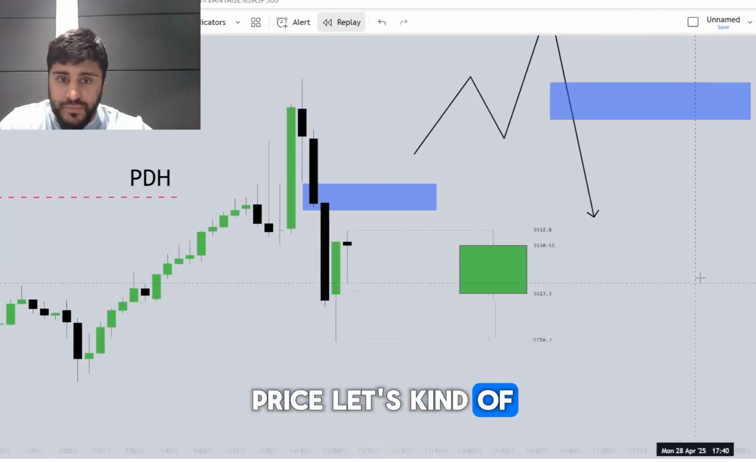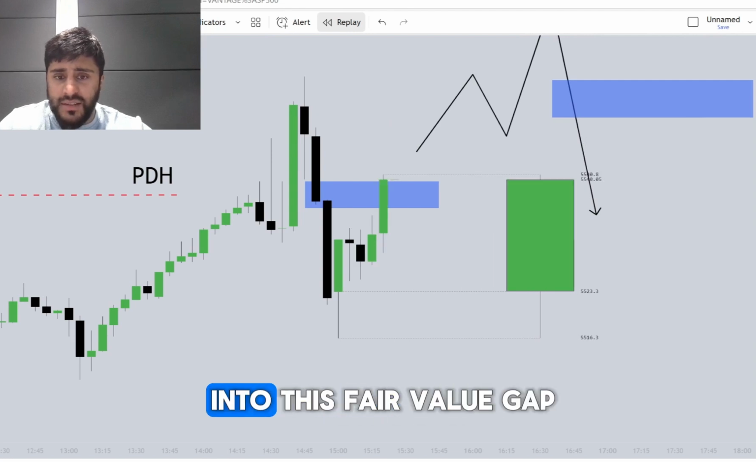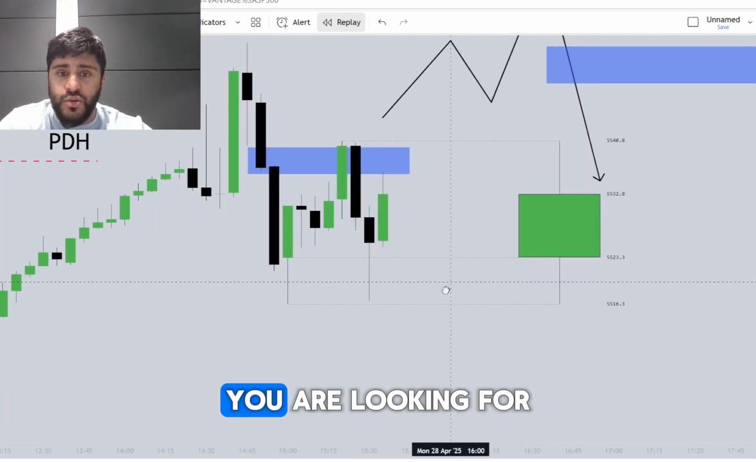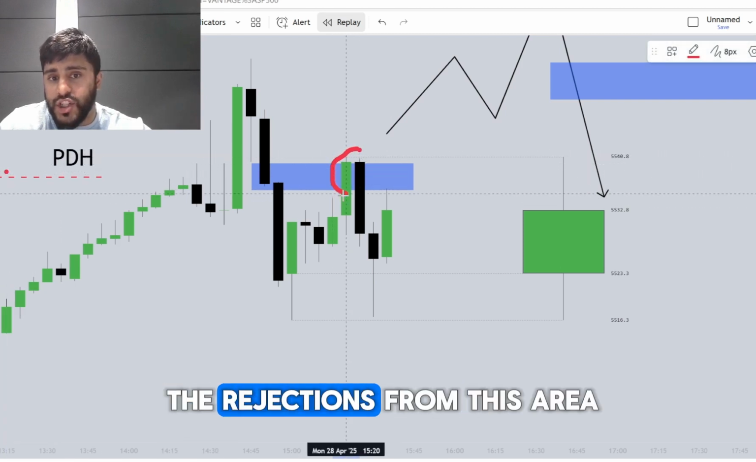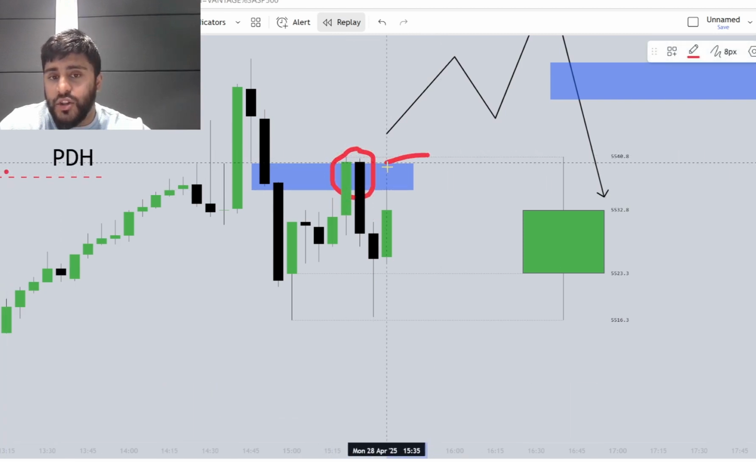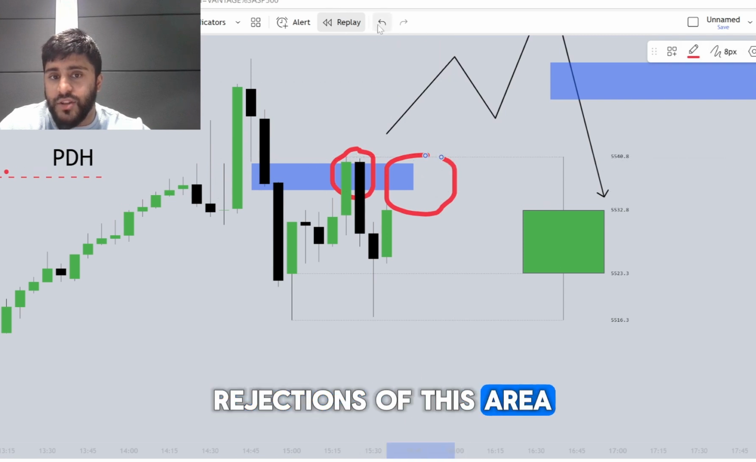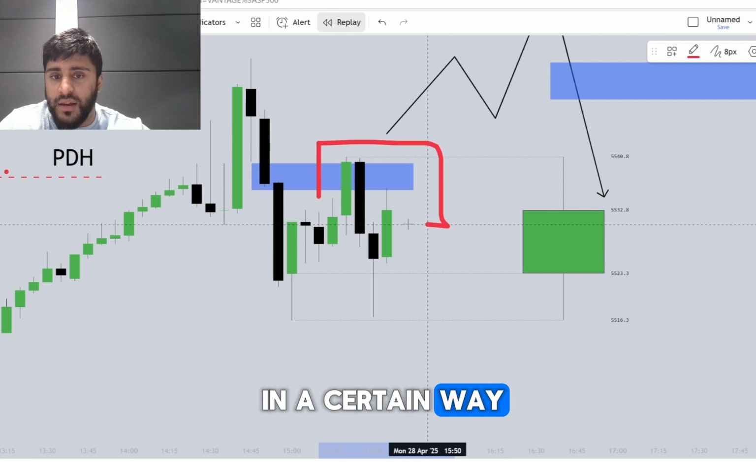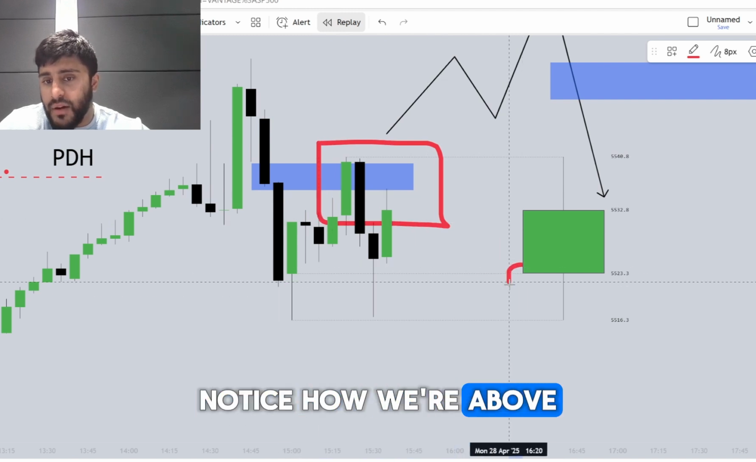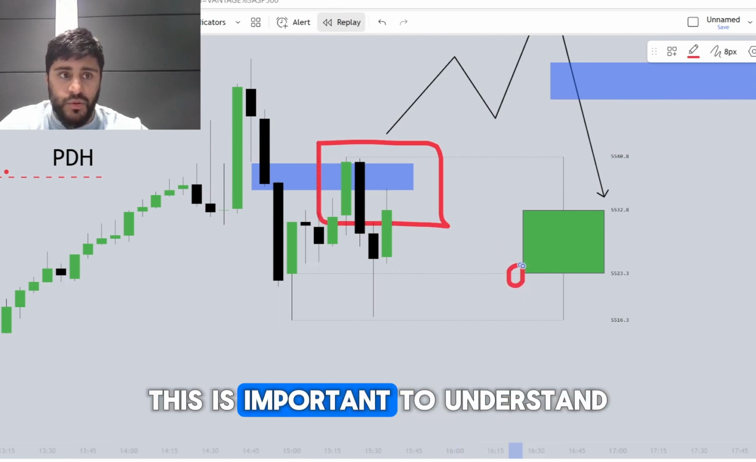Let's zoom in. So when price comes into this fair value gap, what you are looking for is how price behaves in this area. So you want to see the rejections from this area. So overall, what you need to understand is price action will behave in a certain way over here. Notice how we're above the 10 a.m. Eastern, right? This is important to understand.